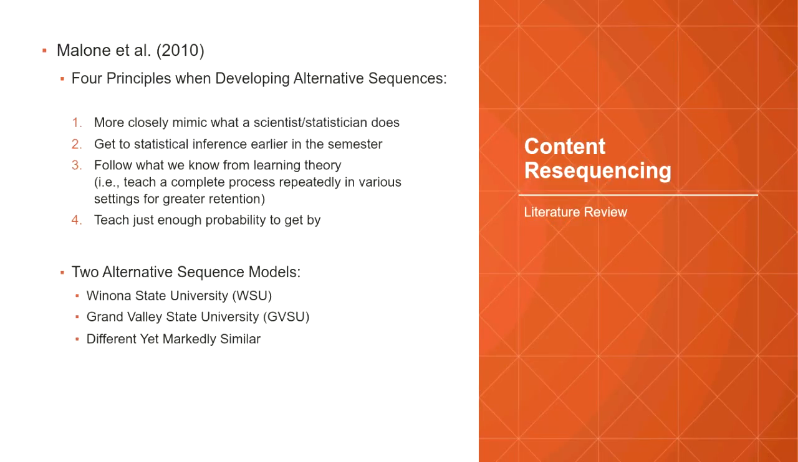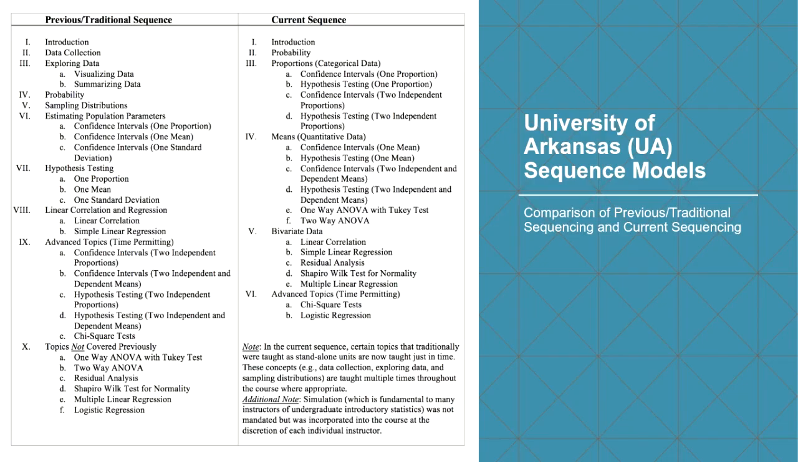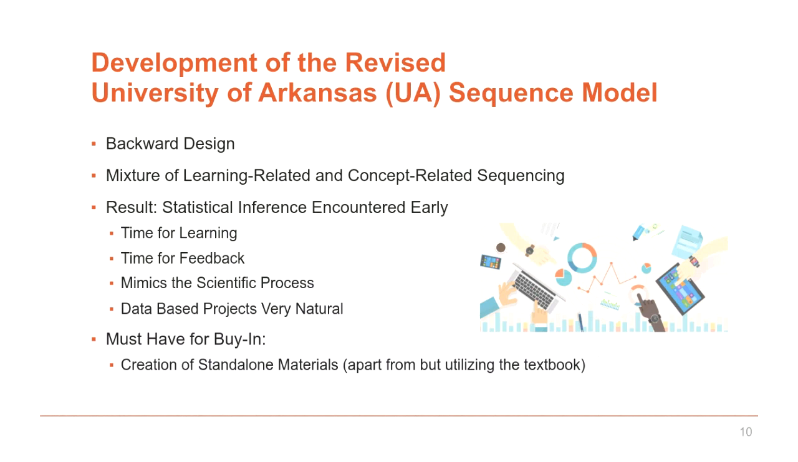Malone says something similar and describes two alternative sequence models. They're different yet markedly similar, just like the U of A's model. So on the left-hand side, we have our previous traditional sequence, and on the right-hand side, we have our current resequenced model, which is what we utilize now. We utilized a backward design to set key goals that would be the focus for the new course, and a mixture of learning-related sequencing and content-related sequencing, which resulted in a model that is quite similar to the Winona State model.